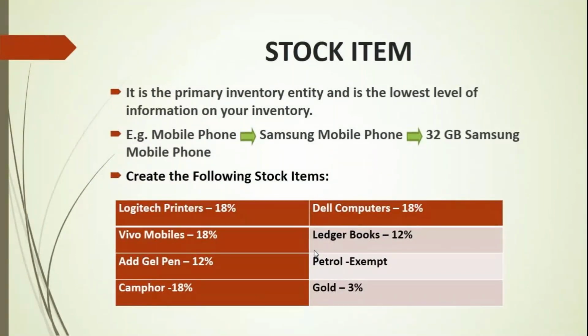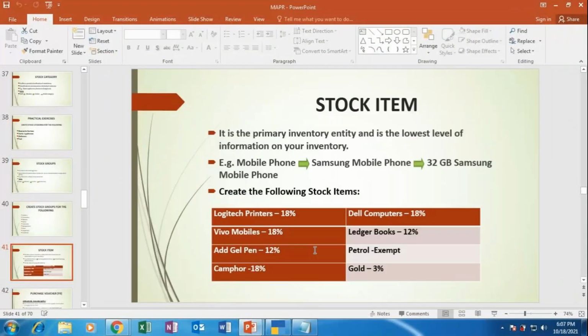Later on I'll be discussing the supply types, of course, the complete GST concept and the supplies under GST. But as of now, we can update the GST rates and complete the creation of stock items. Okay, so let's take the first one. We have Logitech printers and the GST rate applicable as of now is 18%. Okay, so let's go back to the Tally screen.